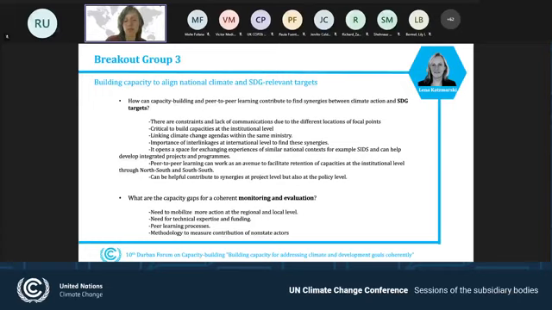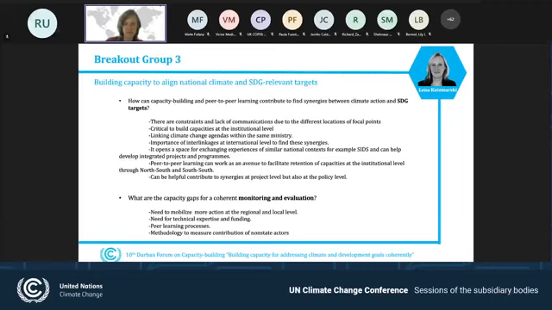We see that it's important to have these interlinkages at the international level, to find synergies, to have peer-to-peer learning, to maybe also use blueprints, methods, instruments that have been tried out at the national level, and then also bring them to the international level. It opens up a space for exchanging experience of similar national contexts, for example, SIDS, and can help develop integrated projects and programs, and peer-to-peer learning can work as an avenue to facilitate retention of capacities at the institutional level, and that could be North-South and South-South cooperation. And it can also be helpful to contribute to synergies at project level, but also at the policy level.